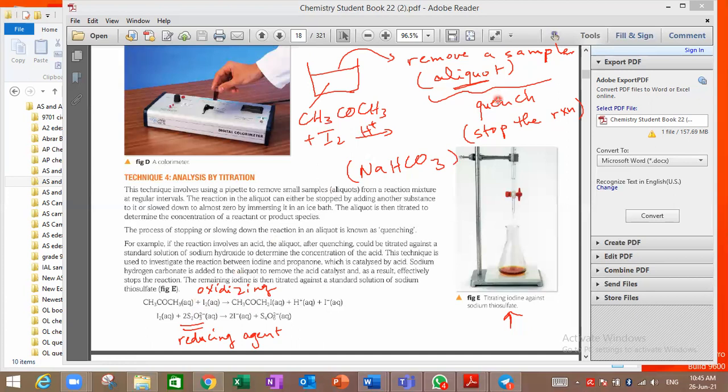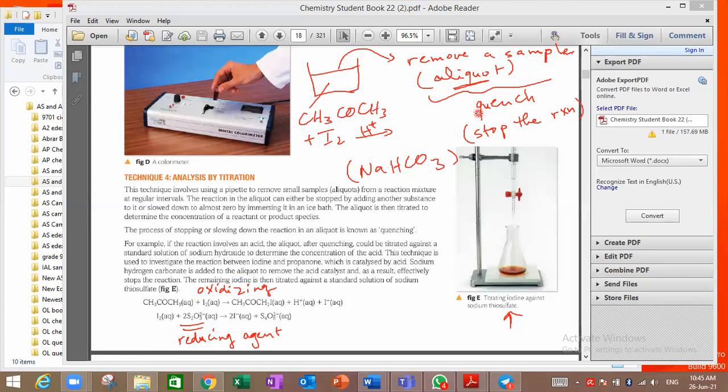Of course, what happens to the concentration of iodine with time? Does it stay the same or does it change? Stays the same or changes? Changes. I can't hear you, Salman.